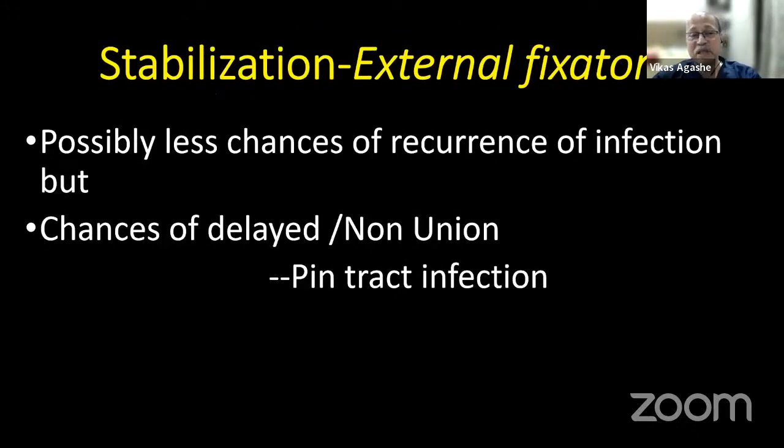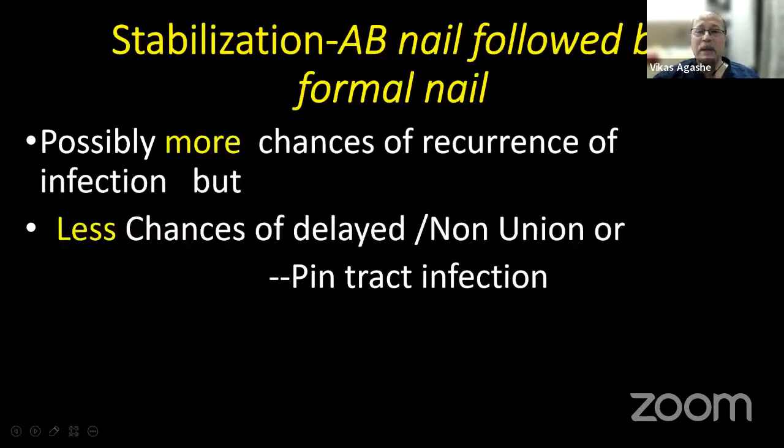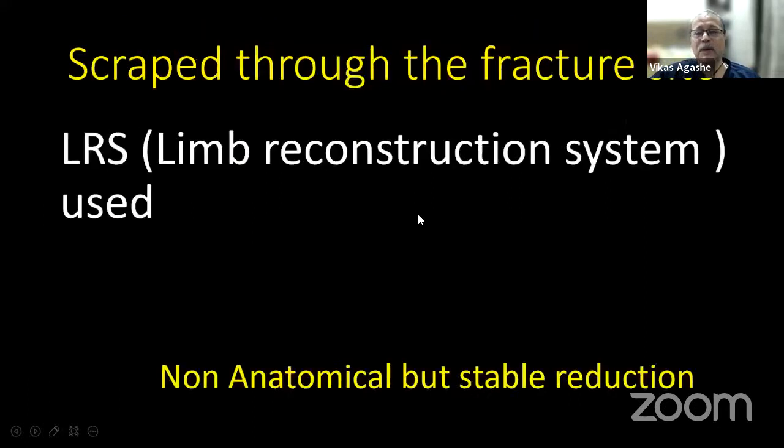Now, if I stabilize with an external fixator, possibly there would be less chance of recurrence, but chances of delayed union and non-union would be high. If I use an antibiotic nail, possibly fewer chances of delayed or non-union, but this was done about 8 years ago, so I was a little concerned about using an antibiotic nail. Today I may not be. So I decided to scrape through the fracture site. I used an LRS, or limb reconstruction system.